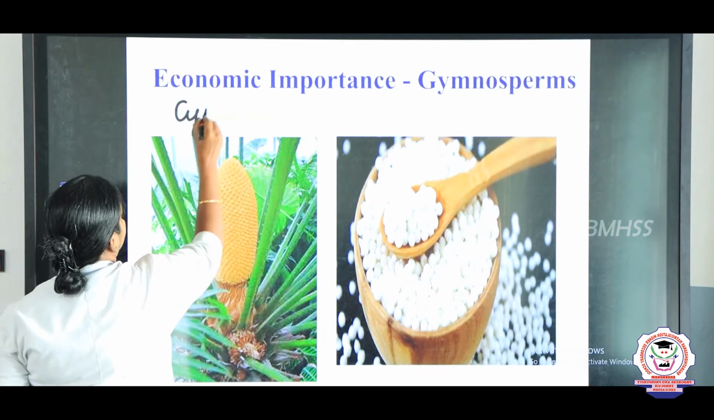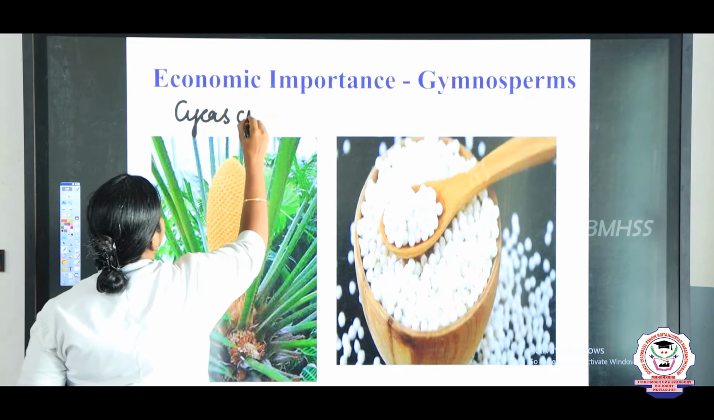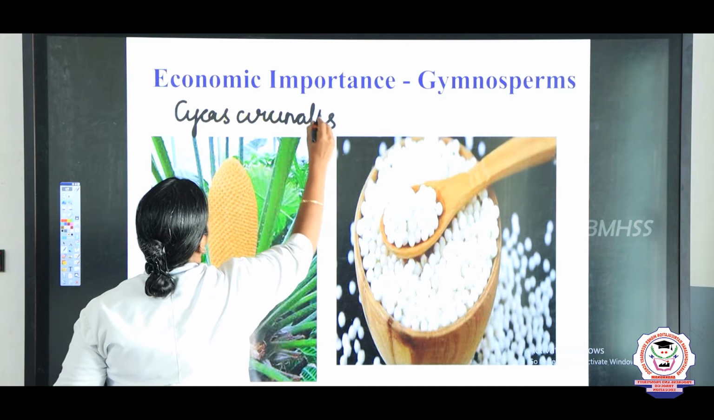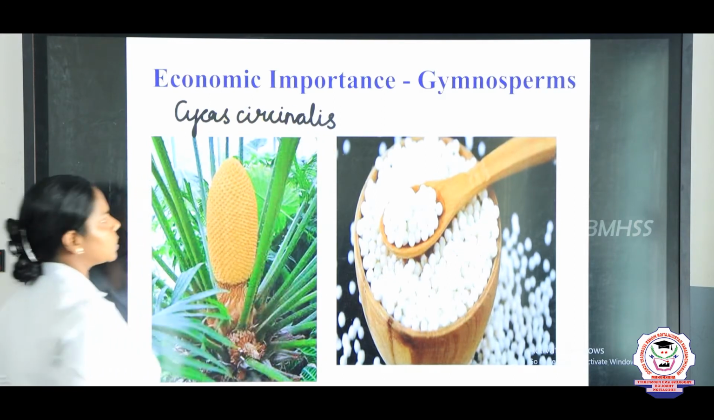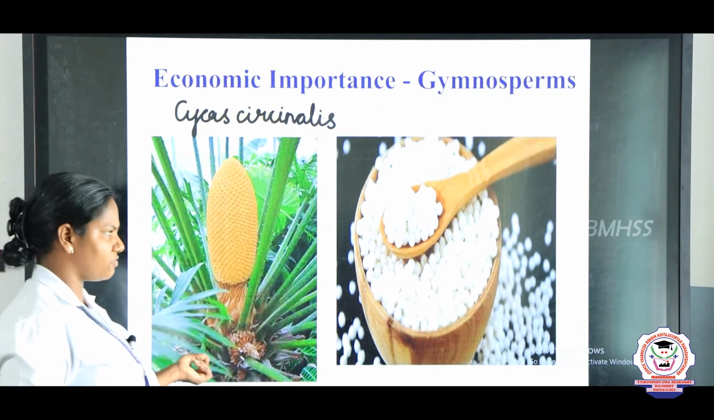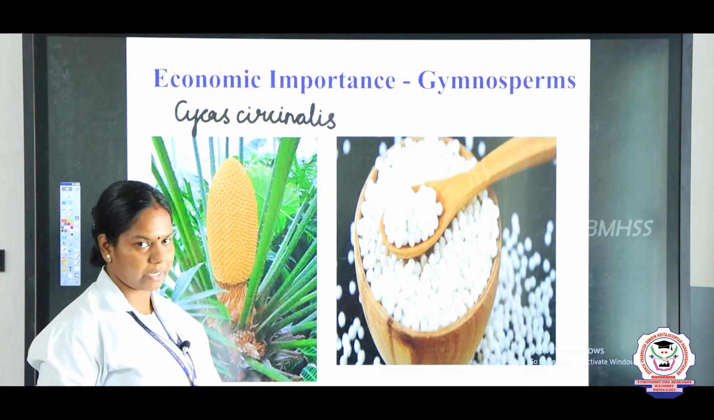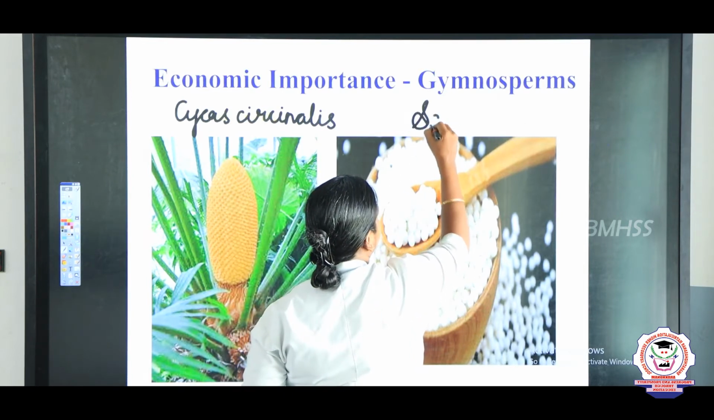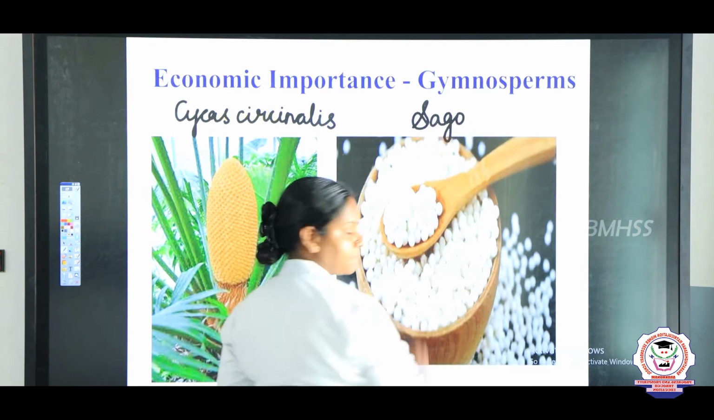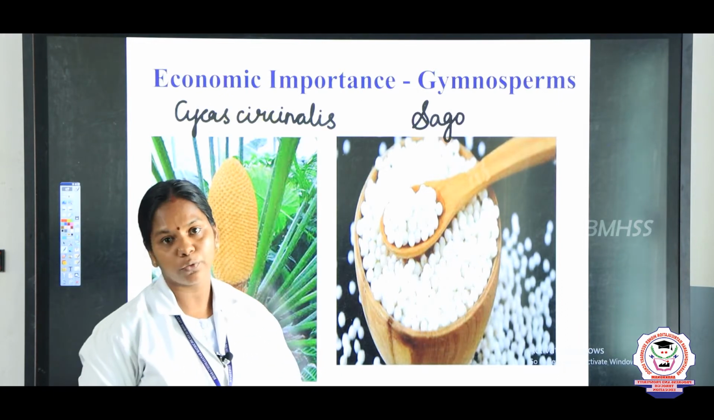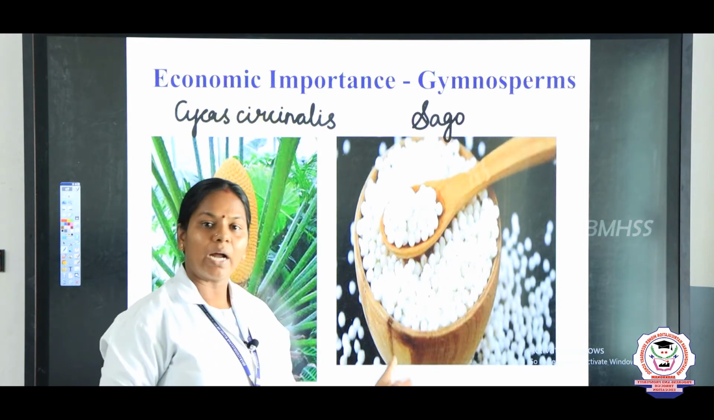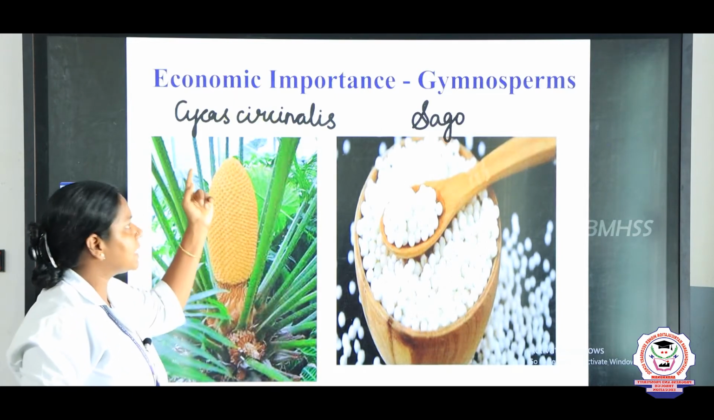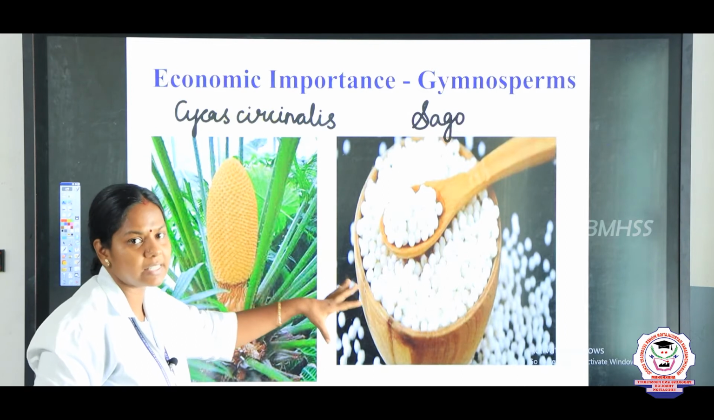Cycas circinalis. It is a plant which belongs to the gymnosperms, and what is obtained from it? Sago. What is this? Sago. What do we say sago in Tamil? Javvarisi. Yes, it is a rich carbohydrate food. So sago is used as a food. The plant Cycas circinalis produces sago.